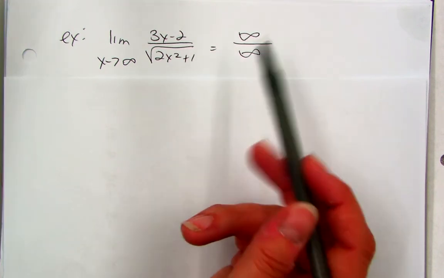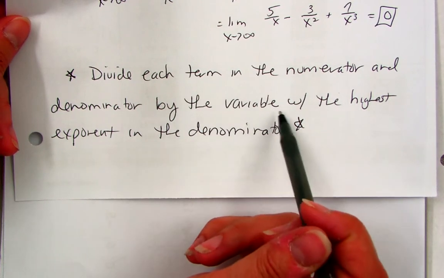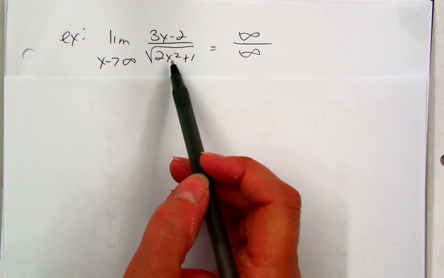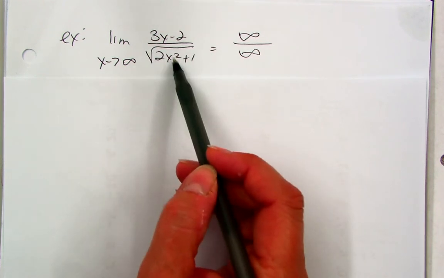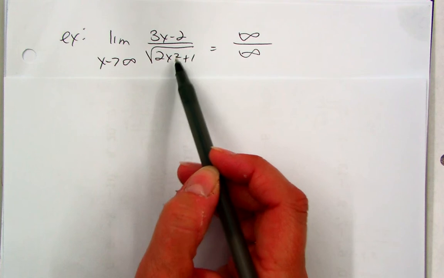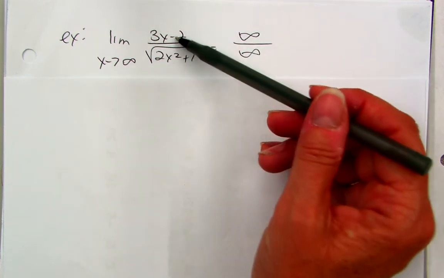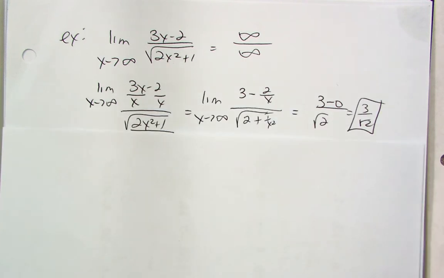So the technique was to divide each term in the numerator and denominator by the variable with the highest exponent in the denominator. So I'm going to go to the denominator. It says x squared, but if that stood alone and I saw the square root of it, I know it would be just x to the first power. So I'm really going to divide everything in the numerator and denominator by x to the first power. So let's do that.